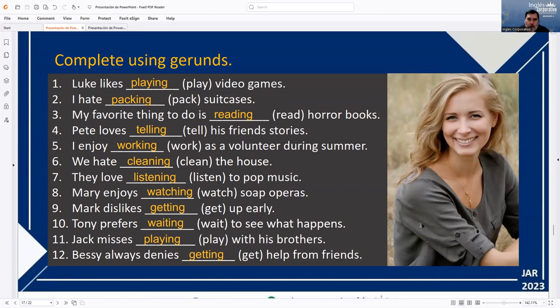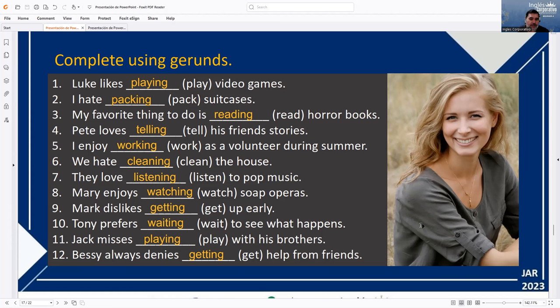My favorite thing to do is reading horror books. Pete loves telling his friends stories. I enjoy working as a volunteer during summer. We hate cleaning the house. They love listening to pop music. Mary enjoys watching soap operas. Mark dislikes getting up early. Tony prefers waiting to see what happens.